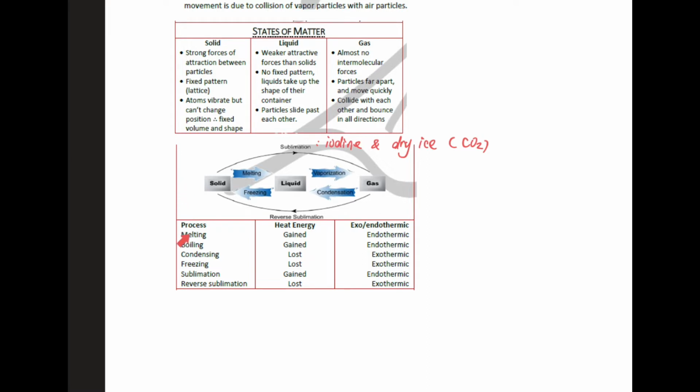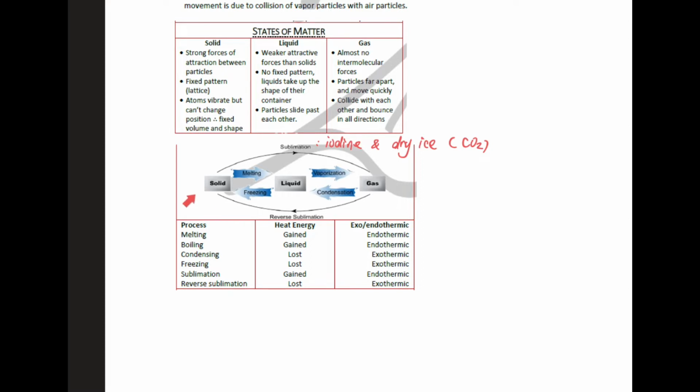Then we see here melting, heat energy gain, endothermic. Endothermic means they absorb energy, basically. The particles absorb energy from the surroundings. Boiling, gain energy, endothermic. Condensation, heat energy loss, exothermic. Freezing, loss also, exothermic. Sublimation, gain, endothermic. Reverse sublimation, loss, exothermic.